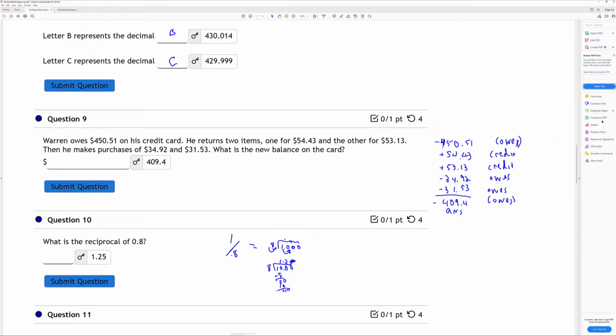Question 10. What is the reciprocal of 0.8? Reciprocal of 0.8 would be 1 over 0.8. So I divided it out. I have 0.8 going into 1. So I shifted my decimal point. Now I'm dividing by a whole number. So I've got 8 going into 10. And it goes into it 1.25 times. So that's the reciprocal there. 1.25.